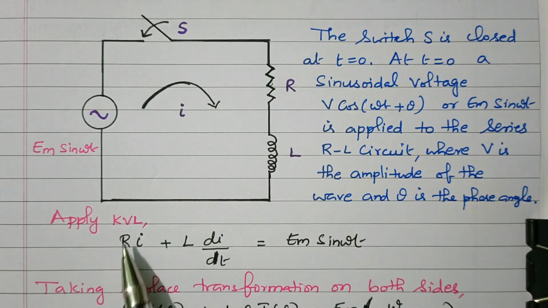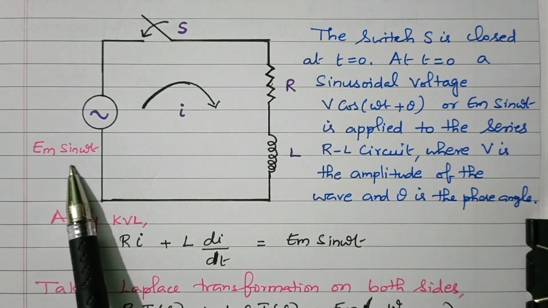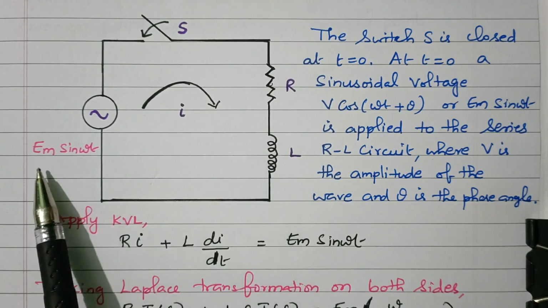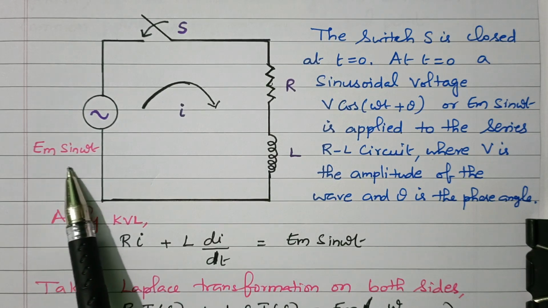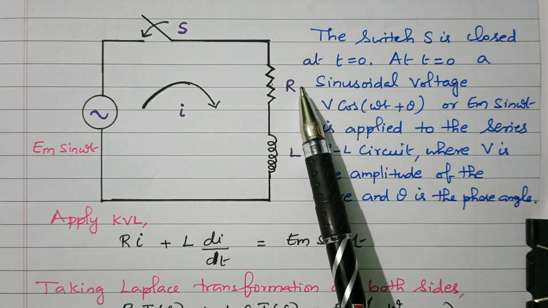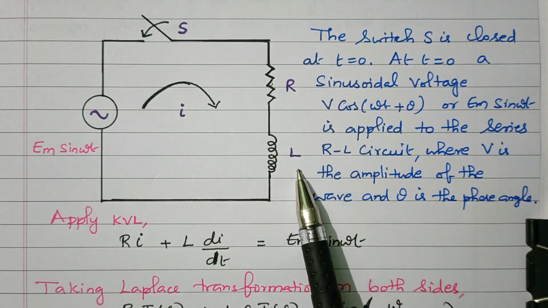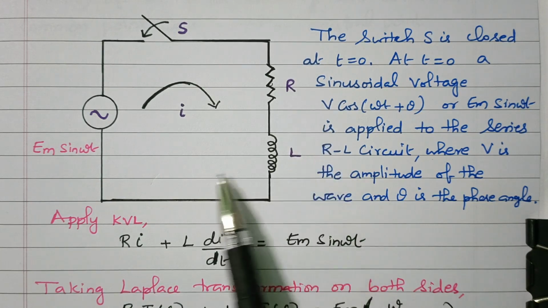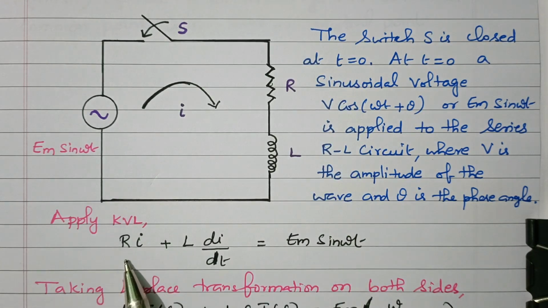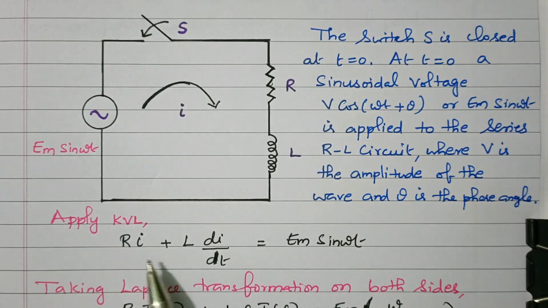So by using Kirchhoff's voltage law, we can write the equation. We know that Kirchhoff's voltage law says the voltage rise equals the voltage drop. So this applied voltage is the voltage rise, Em sin omega t. That is equal to the drop across resistor and inductor, that is I into R plus L di by dt. So the voltage drop across these two is equal to the applied voltage. So R into I, the drop across the resistor, plus L di by dt equals Em sin omega t. So this is Kirchhoff's voltage law: applied voltage equals the drop across resistor and inductor.